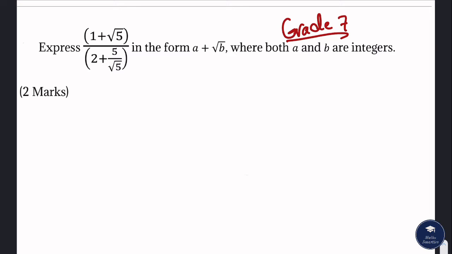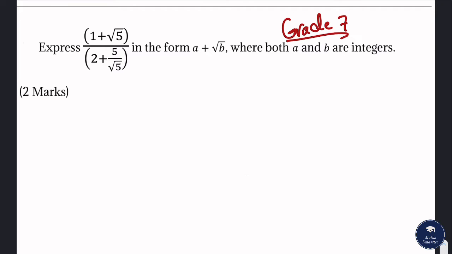Now, first of all, let's read the question. Express (1 plus square root 5) over (2 plus 5 divided by square root 5). Now, the denominator has surds. Whenever we see surds in denominators, that means we need to rationalize the denominators, which means we want to get rid of the surds because we don't like surds in fractions.